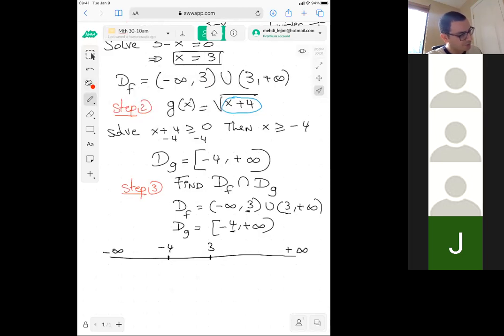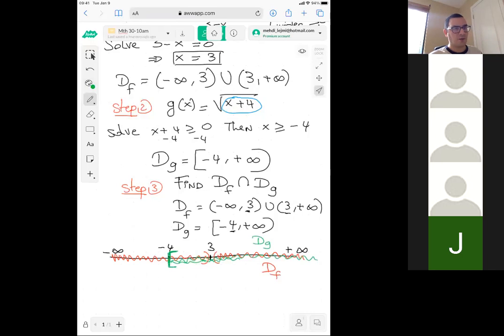So let's start with the domain of f. The domain of f is any number except 3, so it's the whole number line except the positive 3. That's df, in red. Now the domain of g starts at -4. Here it starts at -4, -4 included, and it goes all the way to positive infinity. So the domain of g is in green, and the domain of f is in red.